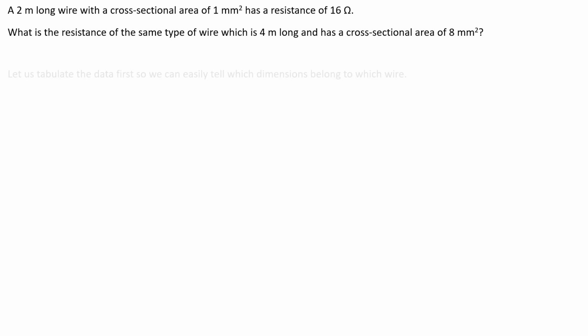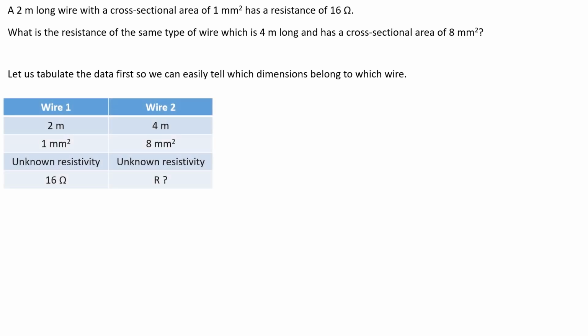This question contains a lot of information. To make it easier to understand, let us first organize the data into a table. By doing this, we can clearly see which dimensions belong to which wire, making it easier to simplify the problem. We will organize the data for both wires separately. To further simplify our calculations, we will use algebraic symbols to represent each dimension.